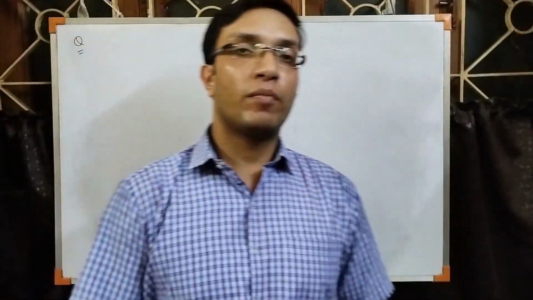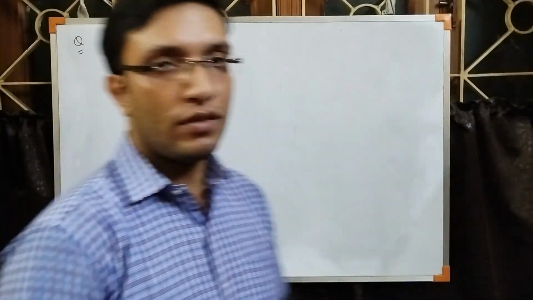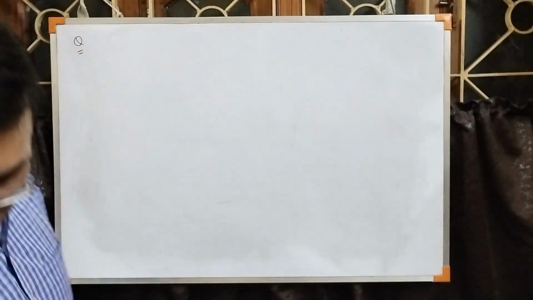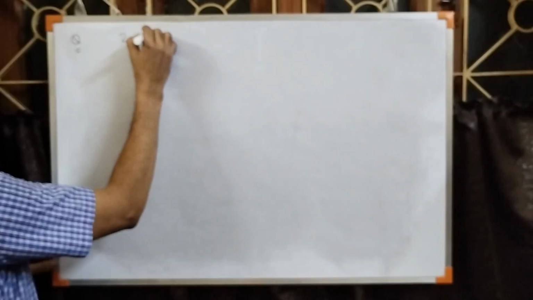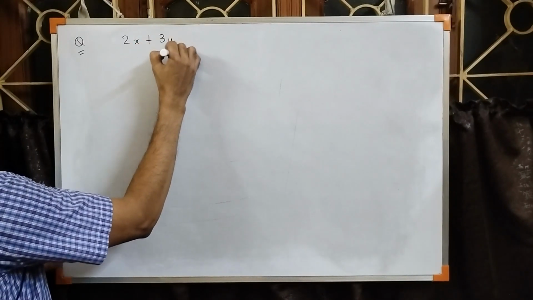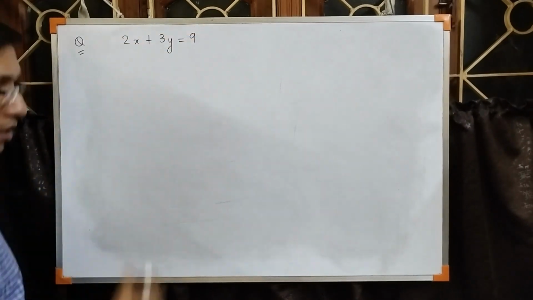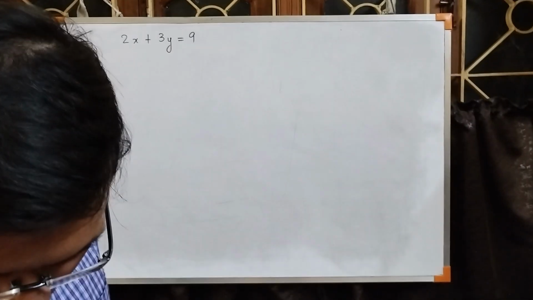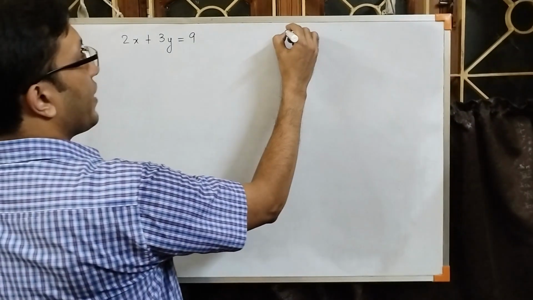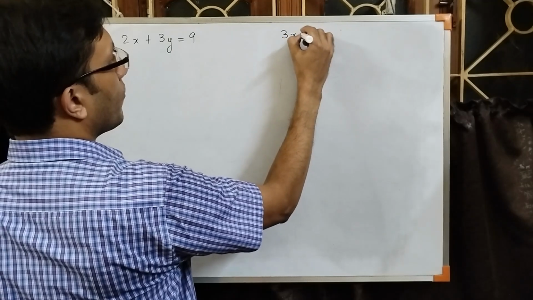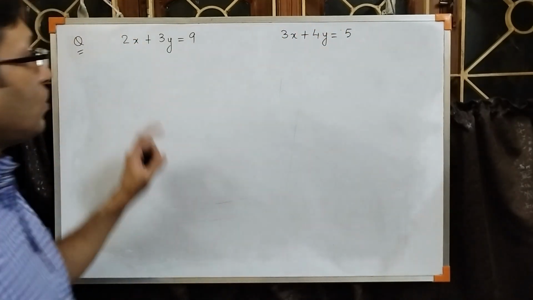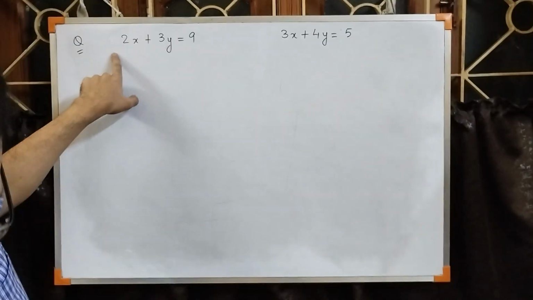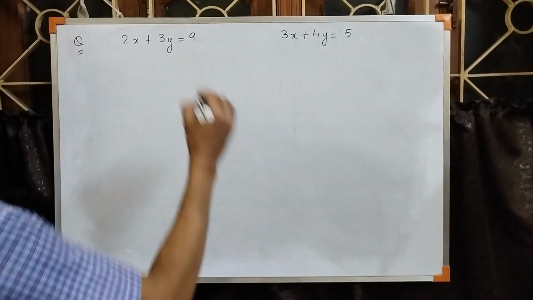So now we move on to our third question. So the first equation is 2x plus 3y is equal to 9. And the second equation is 3x plus 4y is equal to 5. Let me check the two equations once more. 2x plus 3y is equal to 9, 3x plus 4y equal to 5. Very good.